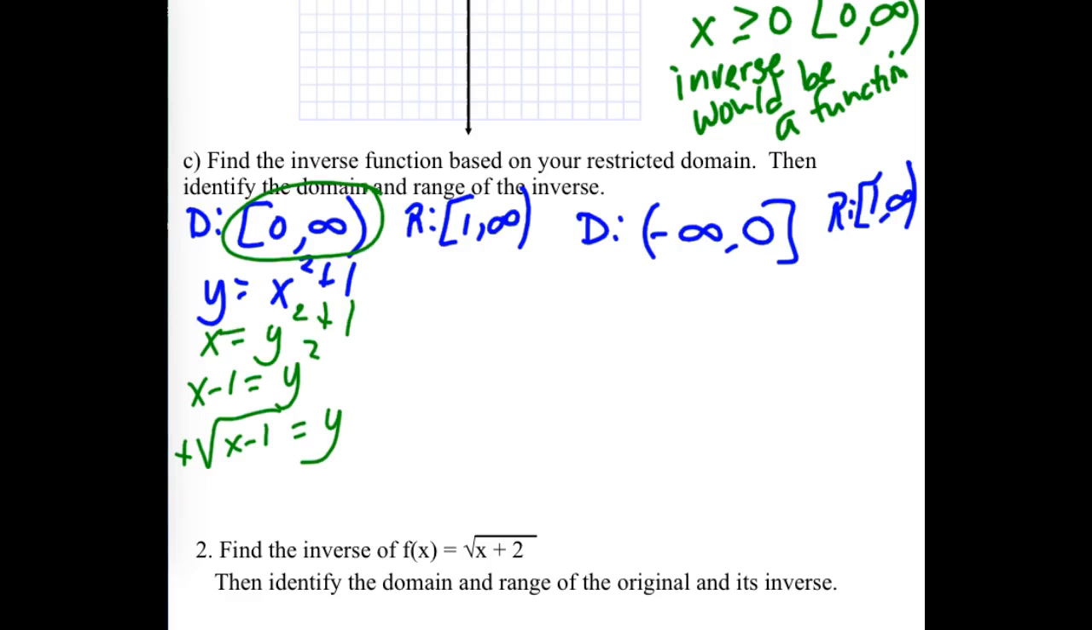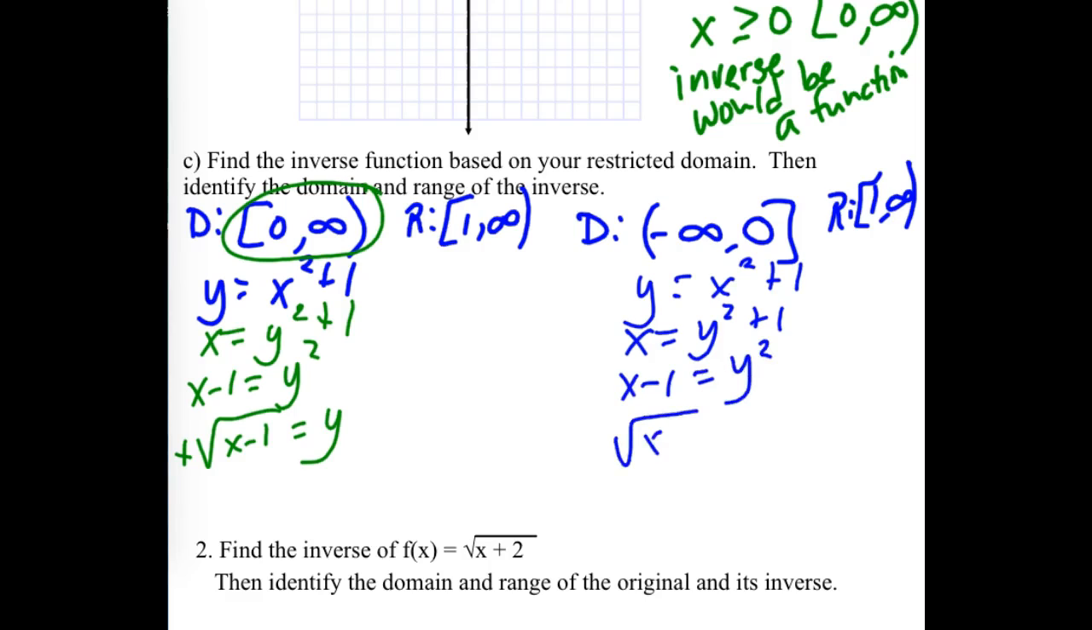Over here, we started out with y equals x squared plus 1. We do our inverse, so we switch them. We subtract our 1, just like we did on the other side, and then we square root. But now I want the negative version of it, okay? So instead of having a plus and minus, I've split it into two separate things.